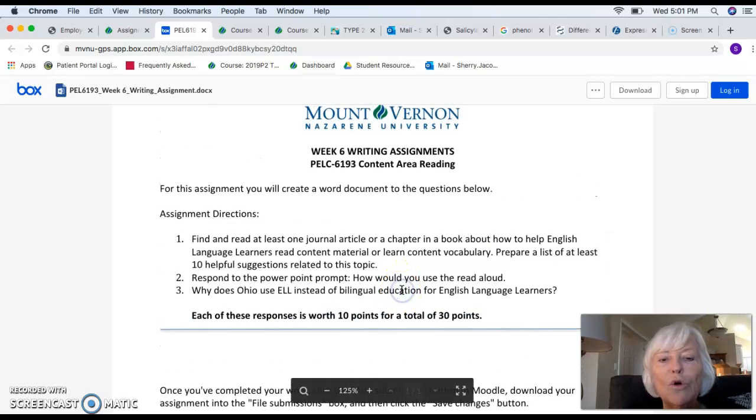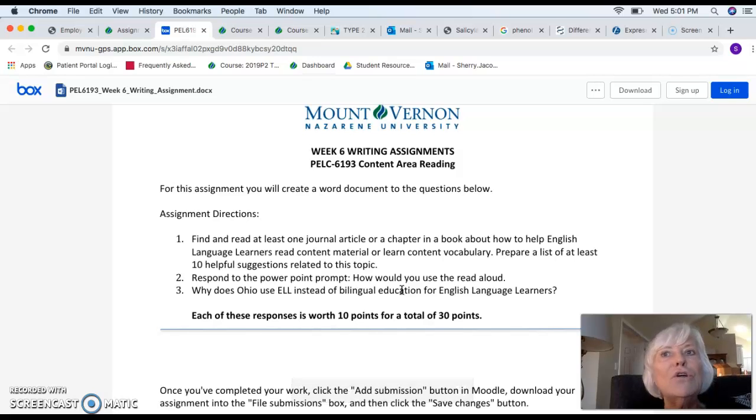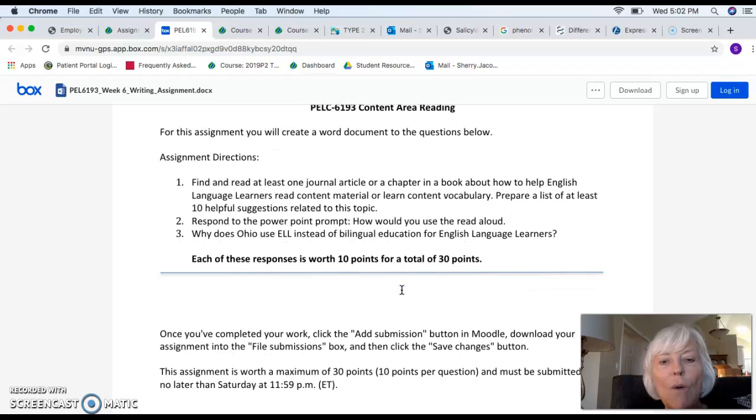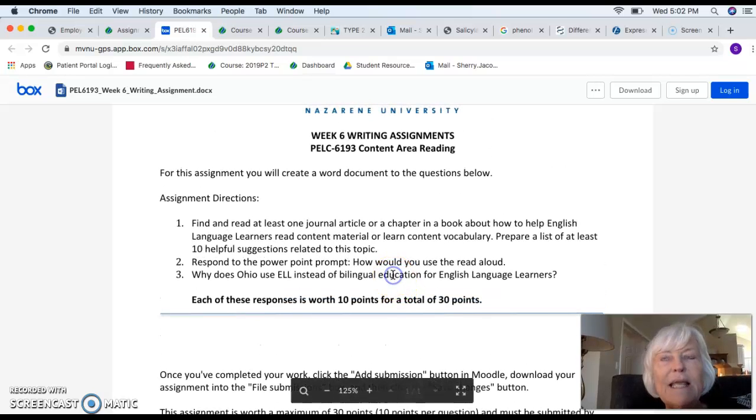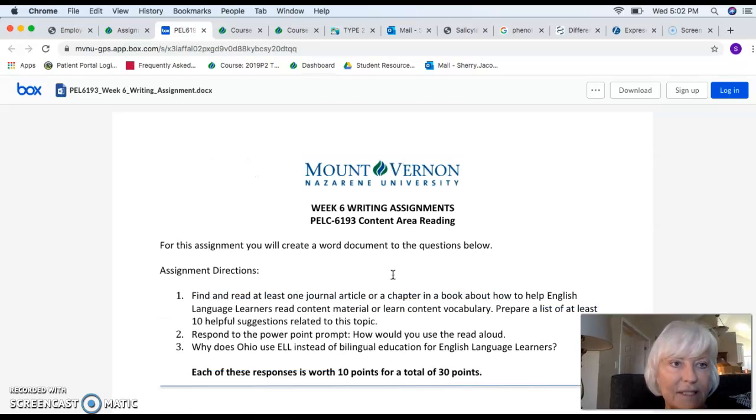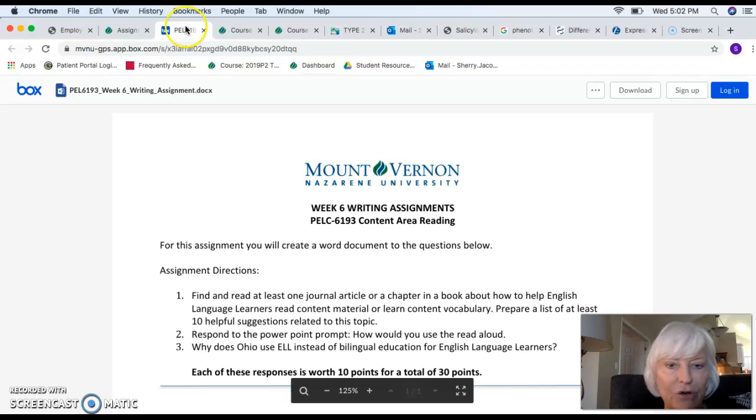So you might want to Google, why do some districts or some schools or some states have bilingual education as opposed to ELL, which is what we do in Ohio. So I want you to look through that, and I'll give you a little bit of a clue here: it has to do with how many students from different languages are involved.